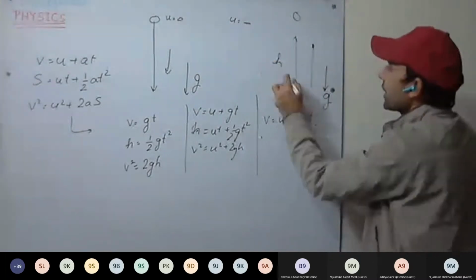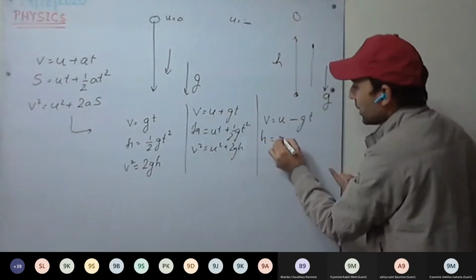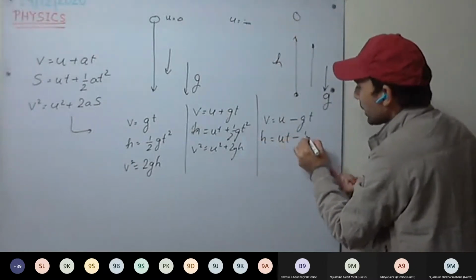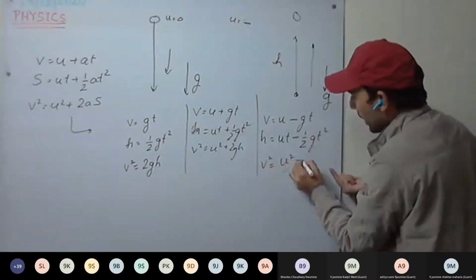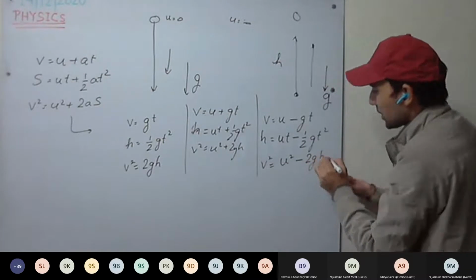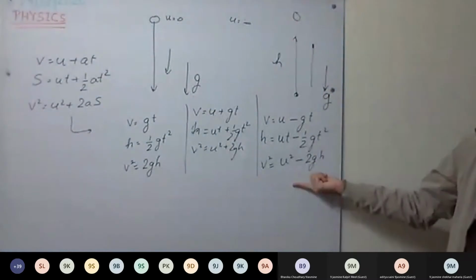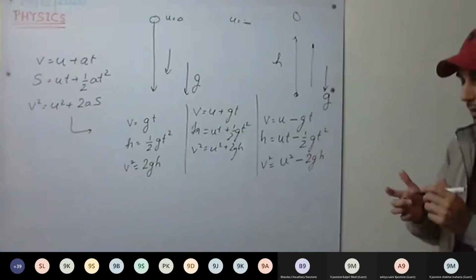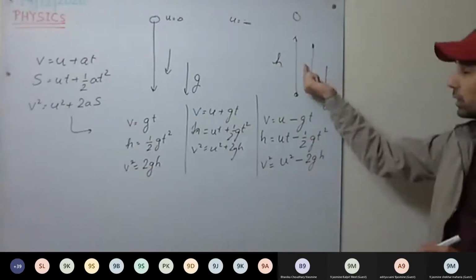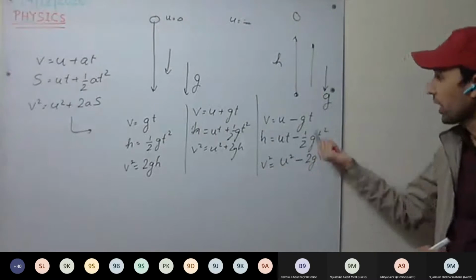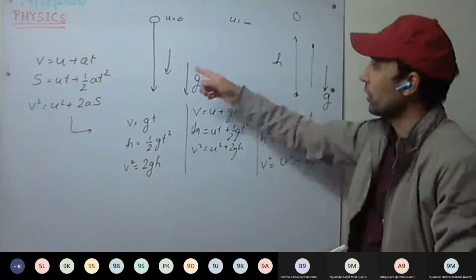Then s, or we can take it as the height h it reaches. So h will be ut minus half gt square. v square equal to u square minus 2gh. This is clear? These three sets of equations. Any doubt? Because acceleration due to gravity is opposite to the motion of the body, that's why we are having a negative sign.